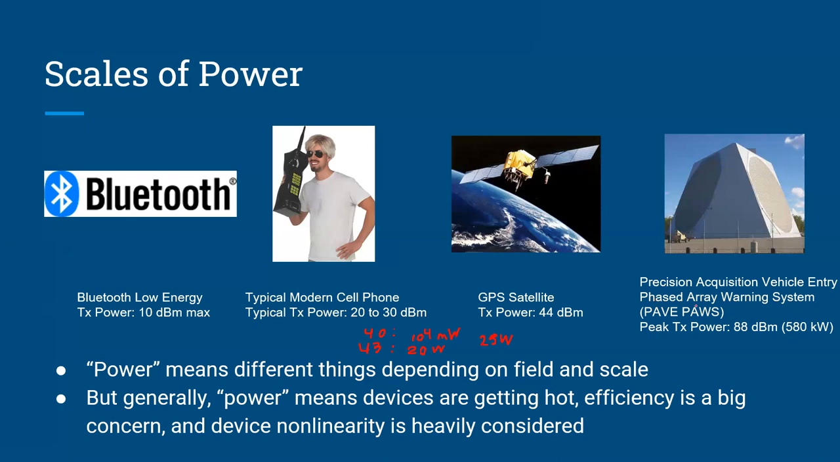And so the power amplifiers used in these radar antennas are pretty beefy. They also use something called spatial combining, where they basically have a bunch of antennas and each one is transmitting at a few hundred watts, but the combined power from all of these antennas makes up this 580 kilowatts. So each individual power amplifier only needs to produce a couple hundred watts, but combined, it's a lot of power.